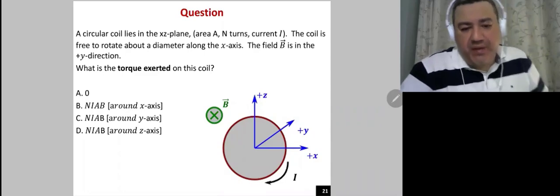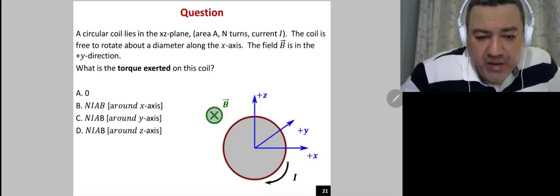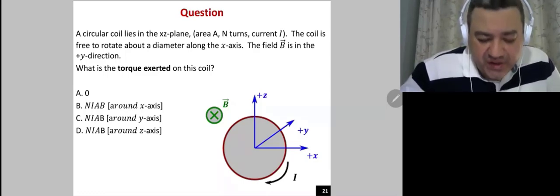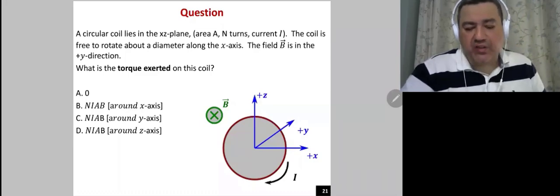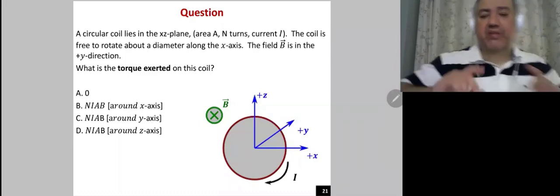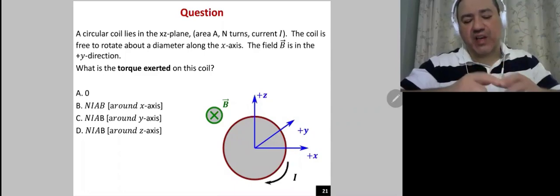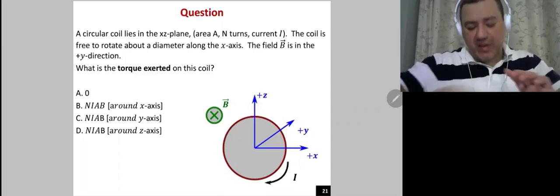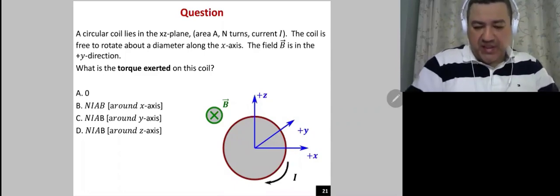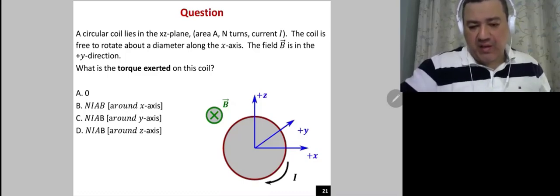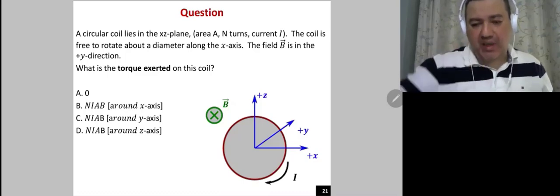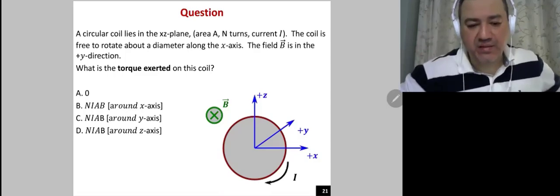The thumb is the magnetic dipole moment. That's correct. Because this torque is going to rotate that loop such that the magnetic dipole moment is going from Z aligning with the magnetic field, which is along the Y axis.